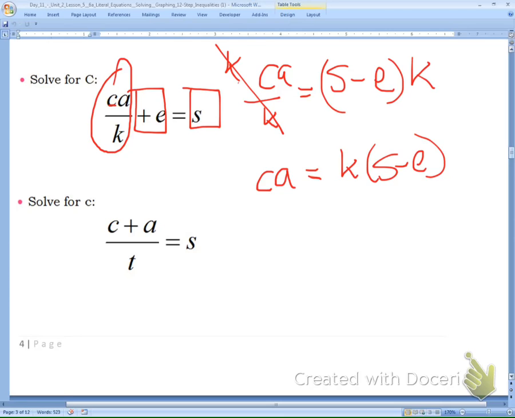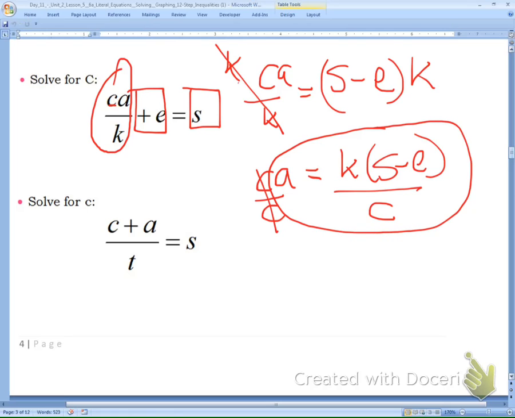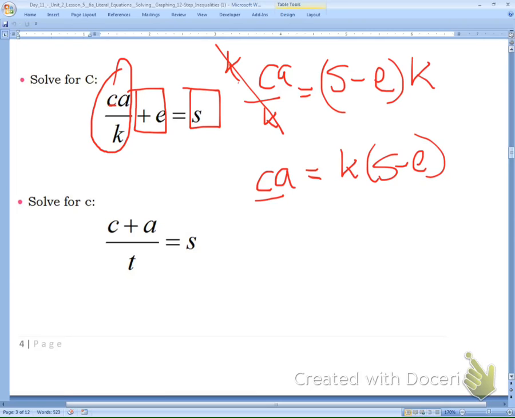We have a c that's beside the a because we're trying to get the a by itself. So divide by c, and then divide the whole thing by c. This right here is your final answer. You can leave it that way. Be careful. A common mistake that I see students make all the time is in that last step. Let me do this right here. They accidentally do this. What's wrong with this?